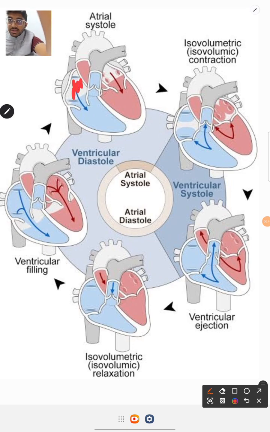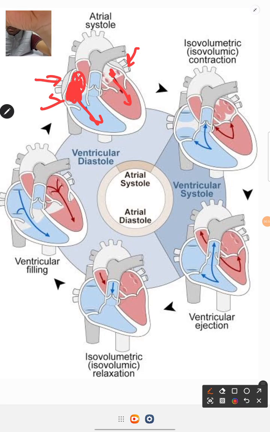the blood inside the atria moves, after the contraction of the atria, to the ventricles. As soon as this blood enters the ventricles, the pressure inside the ventricle will start rising. That will cause the closure of the AV valves, that is, the mitral and tricuspid valves.